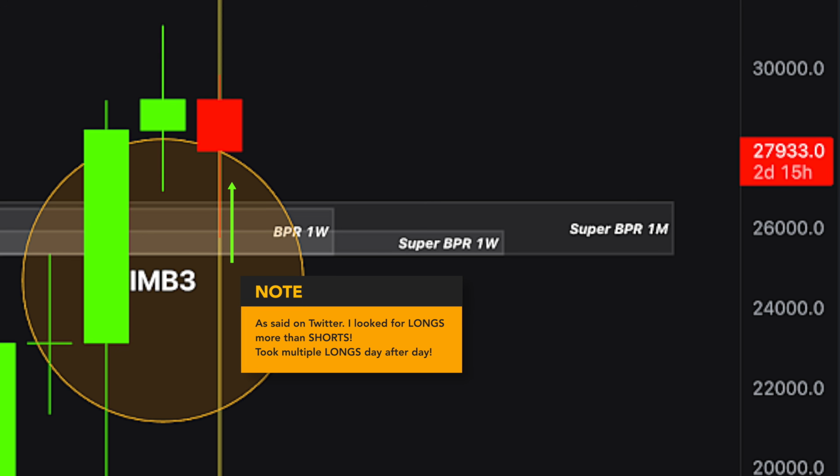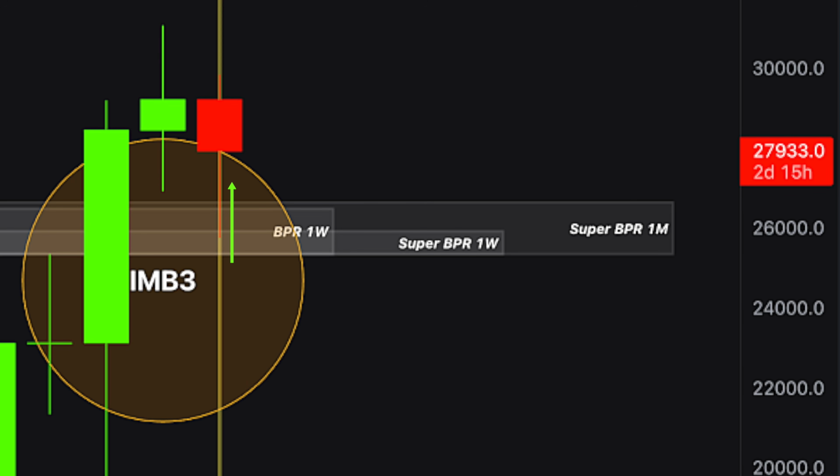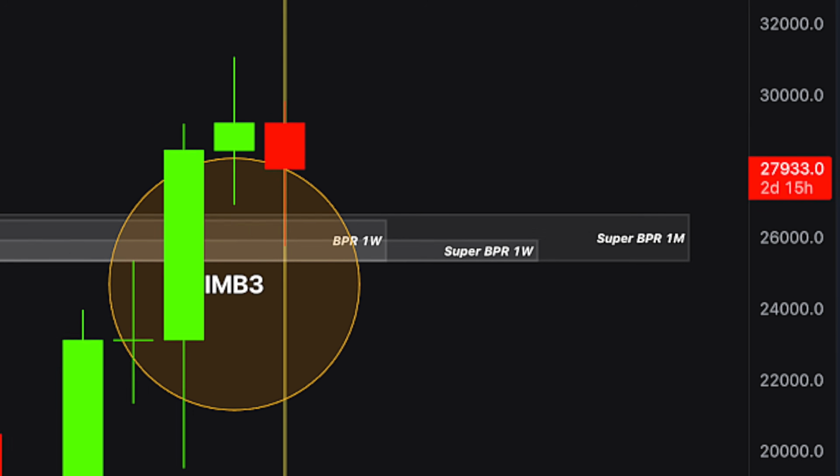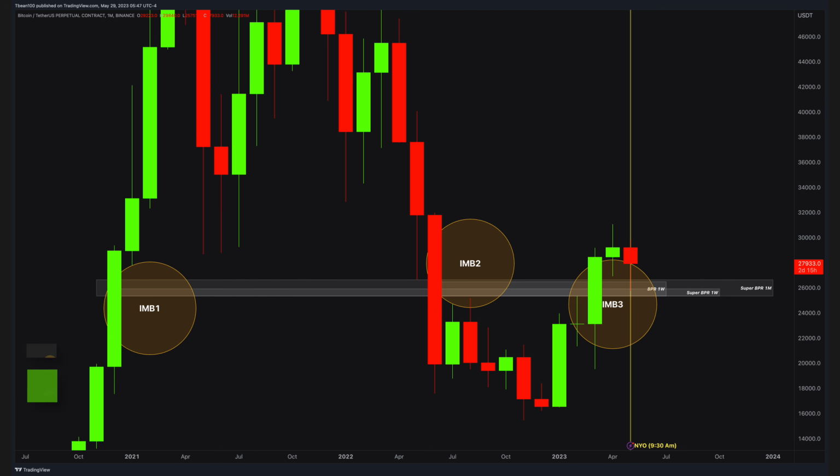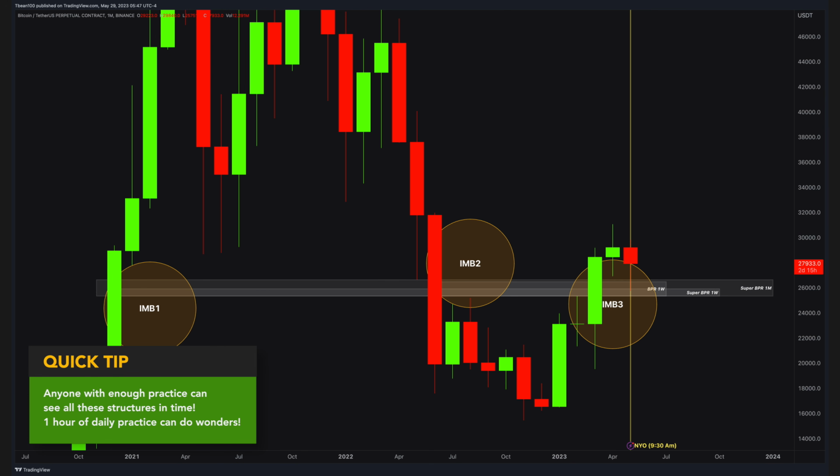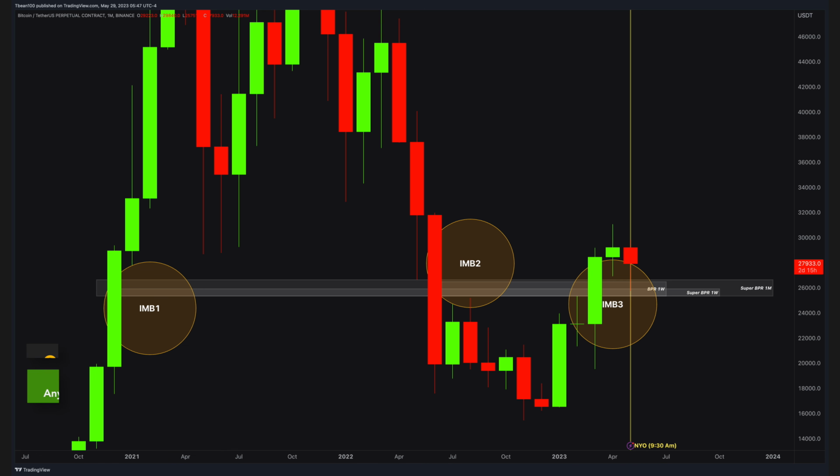Now, seeing all these needs practice. Just remember this. For example, your typing skills with a keyboard. First months, even typing your name could take minutes. Now you can type like 100 words in 1 minute. How long did it take to get to this point? Years. Trading is no different.